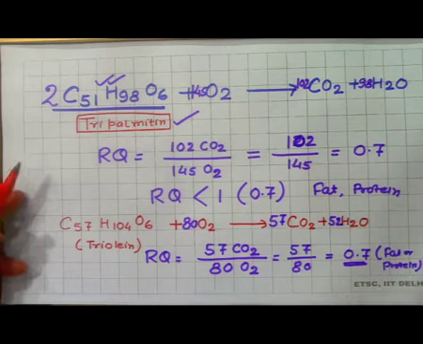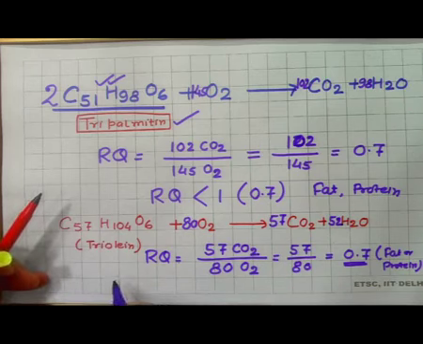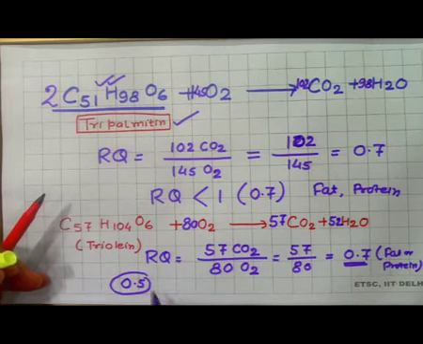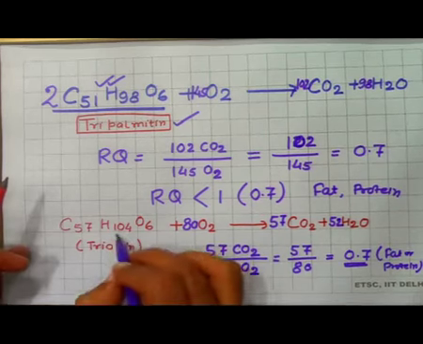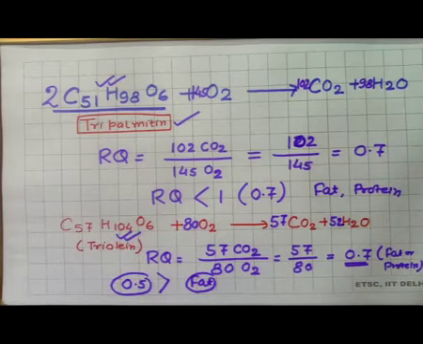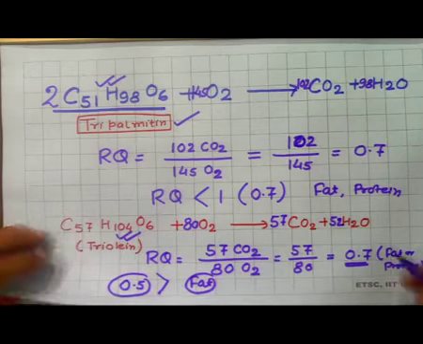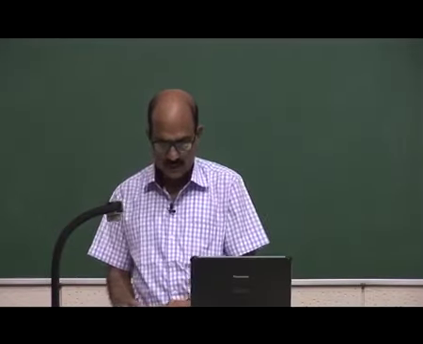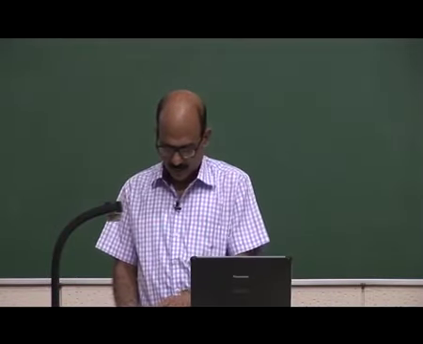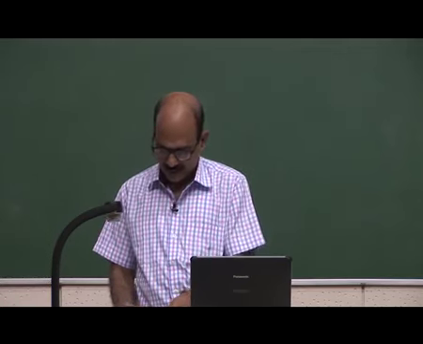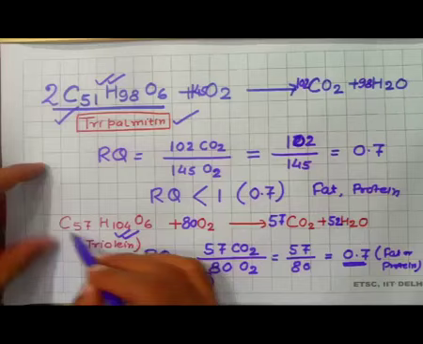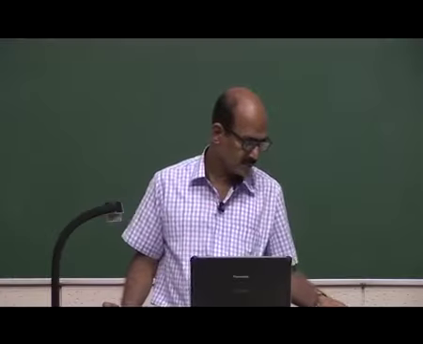For the protein, the RQ is more or less equal to 0.5. When it is going to be more than 0.5, that will be fat. Triolein is also a type of fat, because here the RQ is 0.7. So in both reactions, we can say that when the RQ value is less than 1, then it may be protein or the fats.